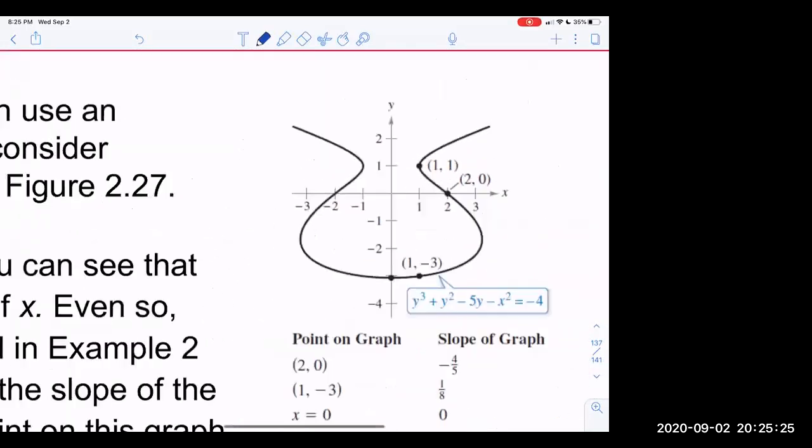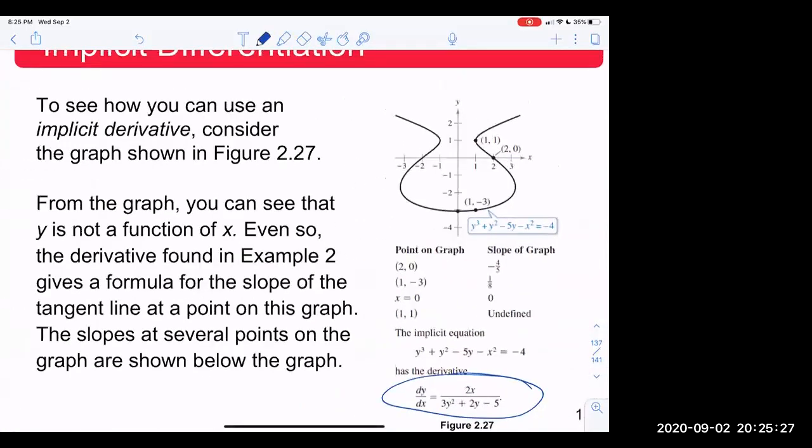So you just plug in a point. Yeah. So if I have a point on the function, like 1, -3, I can plug in the 1 for x and the -3 for y, and that'll calculate the slope of the tangent line. That's crazy. Now, you have to know the whole point. You can't just know an x.